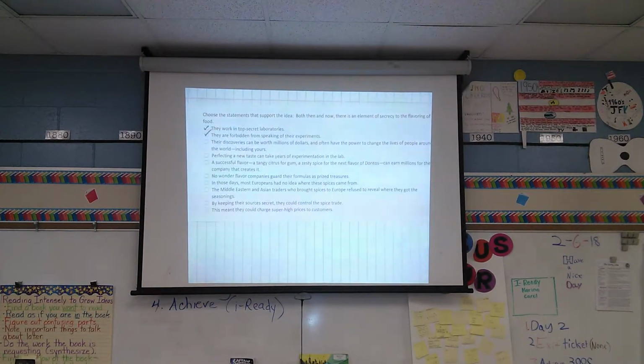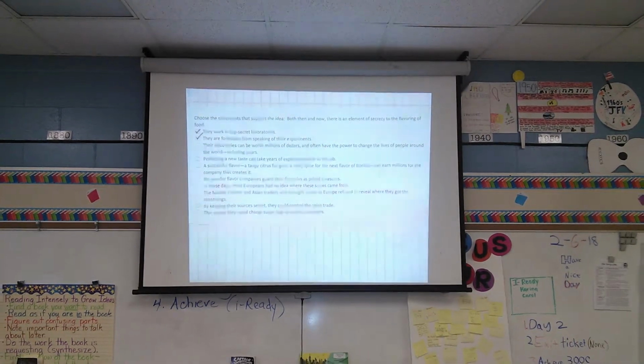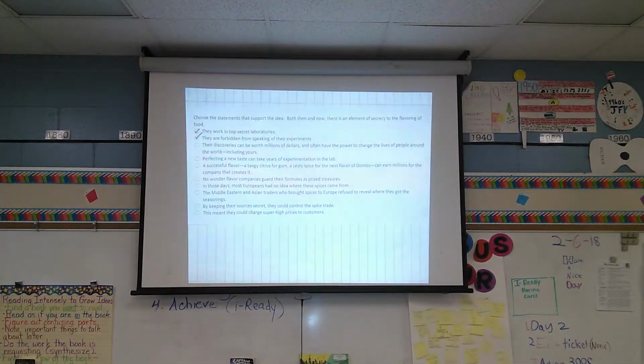All right, so hopefully you get the idea that what we're looking for are pieces of text that support it. Let's do the same thing with the third one. It says, their discoveries can be worth millions of dollars and often have the power to change the lives of people around the world, including yours. Turn and talk with the same partner. Would this support our main idea?